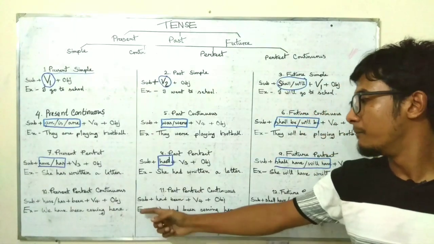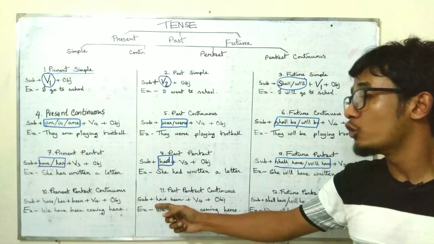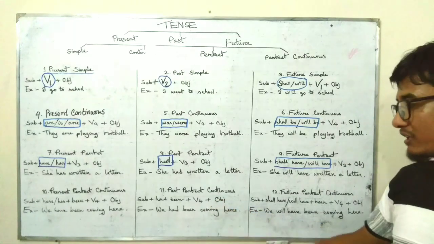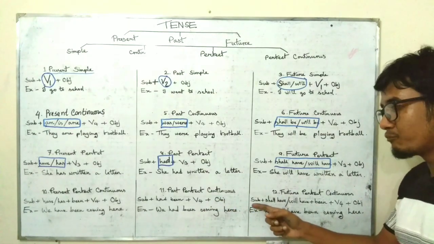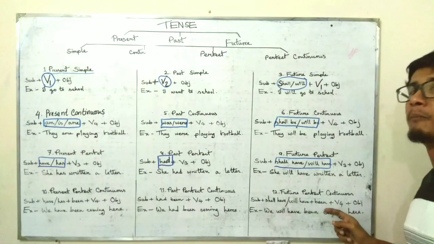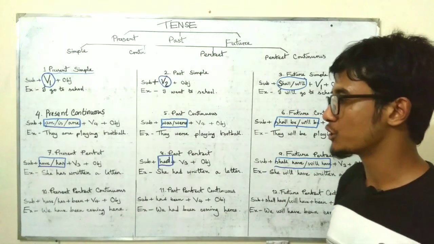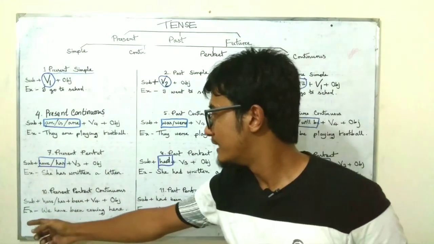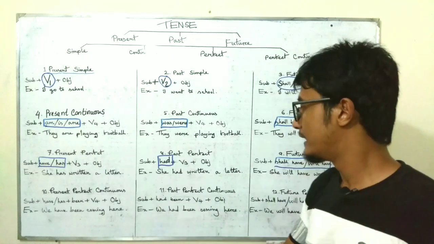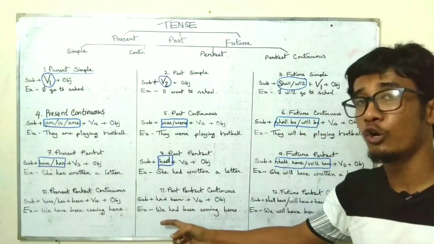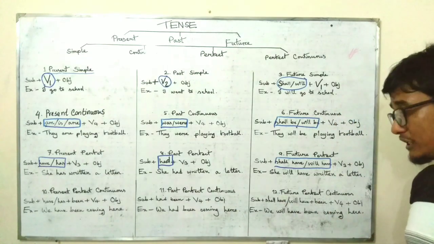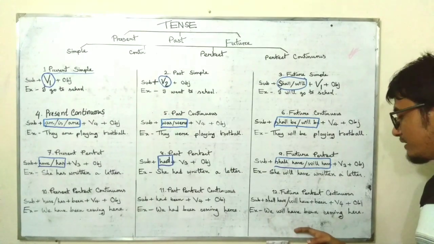Then past perfect continuous begins with a subject, then not have or has, had been, and then V4, and finally an object. And in future perfect continuous, subject, then shall have or will have, plus been, plus V4, plus an object. So let's see the examples. In present perfect continuous tense, the example that I have written, we have been coming here. In past perfect, we, not have, had. We had been coming here, and in future perfect continuous we will have been coming here.